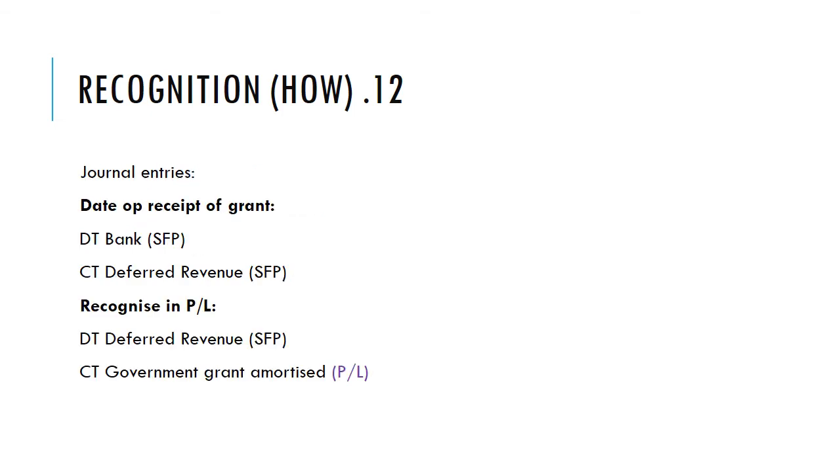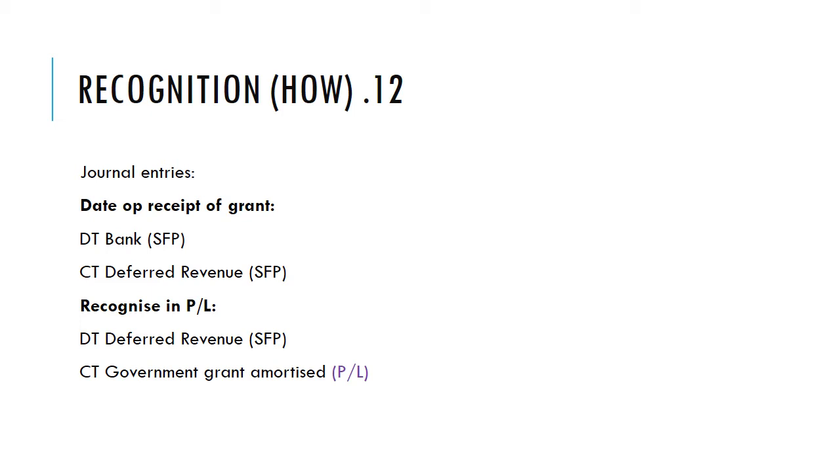Now let's have a look at our journals. So day 1, we receive this grant. So we debit our bank and we credit deferred revenue in our SFP. It's very important that you see that this is an SFP item. And why? Because we are deferring the recognition of income.